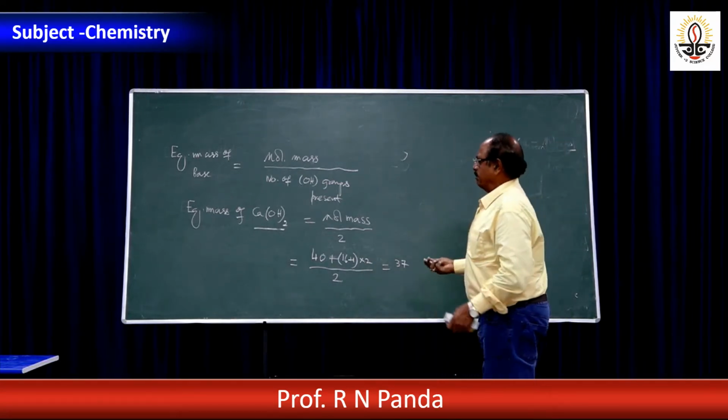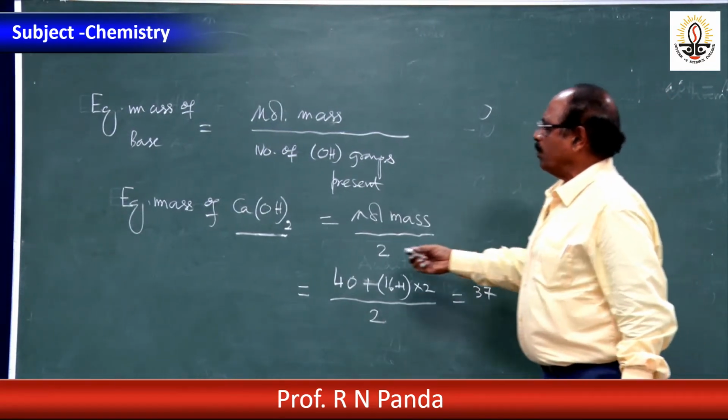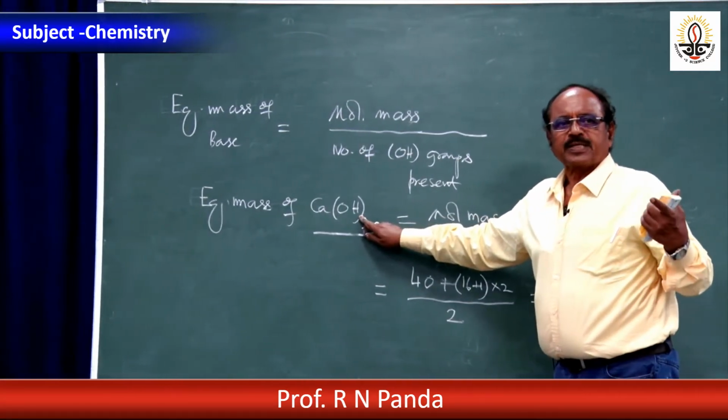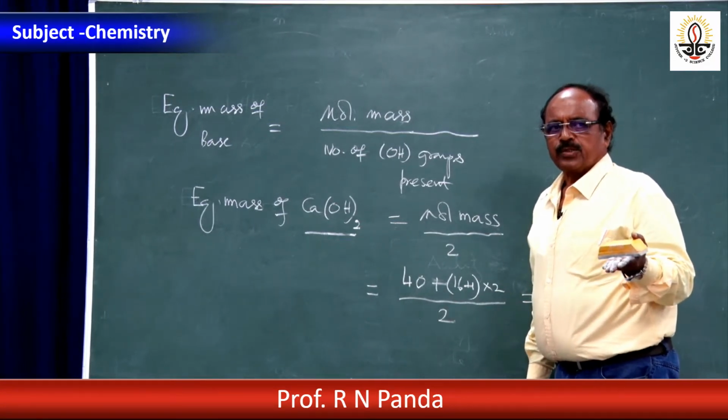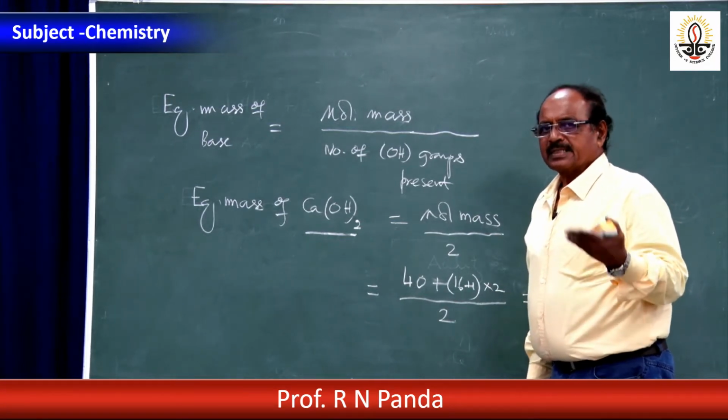So it is very easy to find out how many OH groups are present. One OH group is present, acidity is 1. 2 OH groups are present, acidity 2. 3 OH groups are present, acidity is 3.